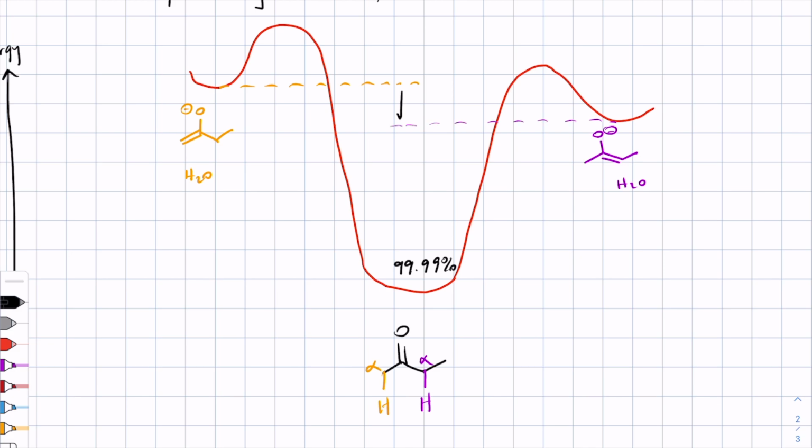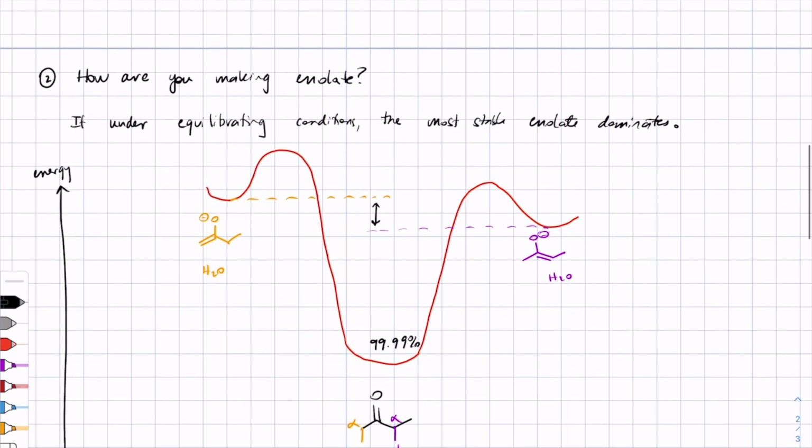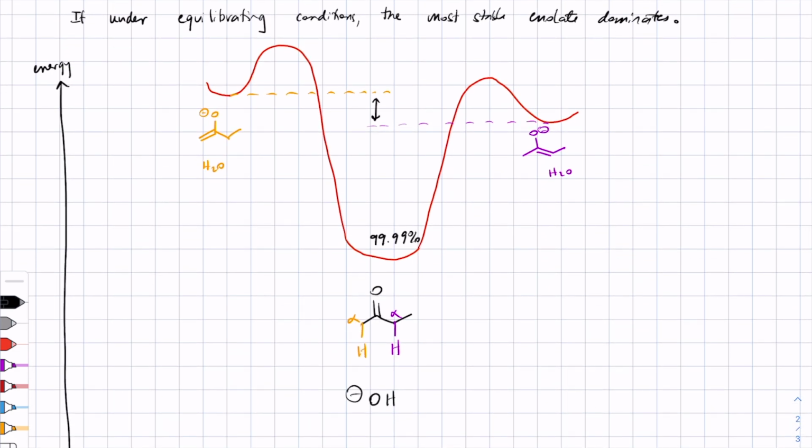And that energy difference tells you that of the, what did we say? 0.01% of enolate, most is going to be the more substituted purple enolate. Okay?